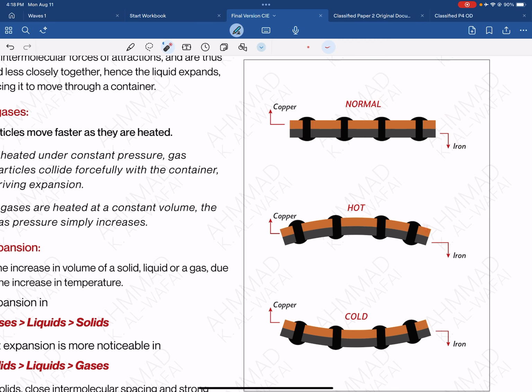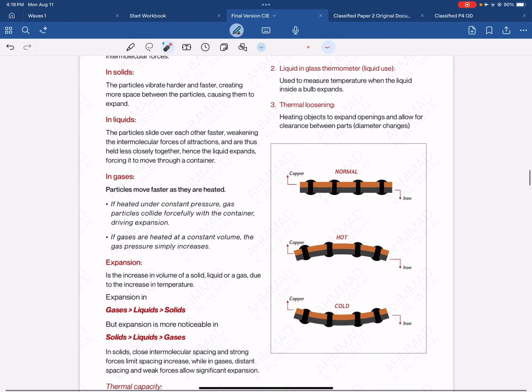And it's reversed when it is cold. When it's cold, it's trying to contract. So when it tries to contract, the bending is going to be in this direction. The resultant force is going to be the other way, so the bend is going to be in this direction. Okay, that's the idea of thermal expansion.